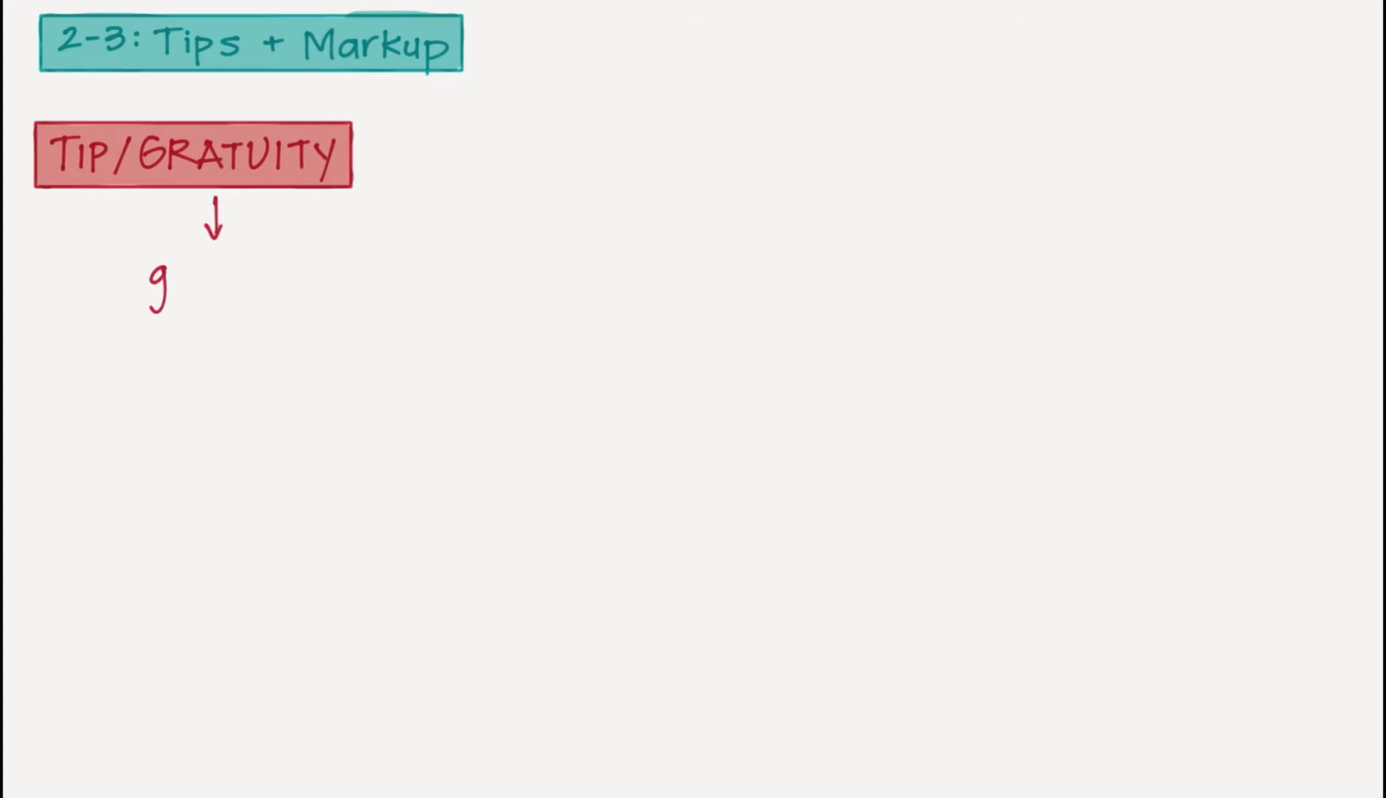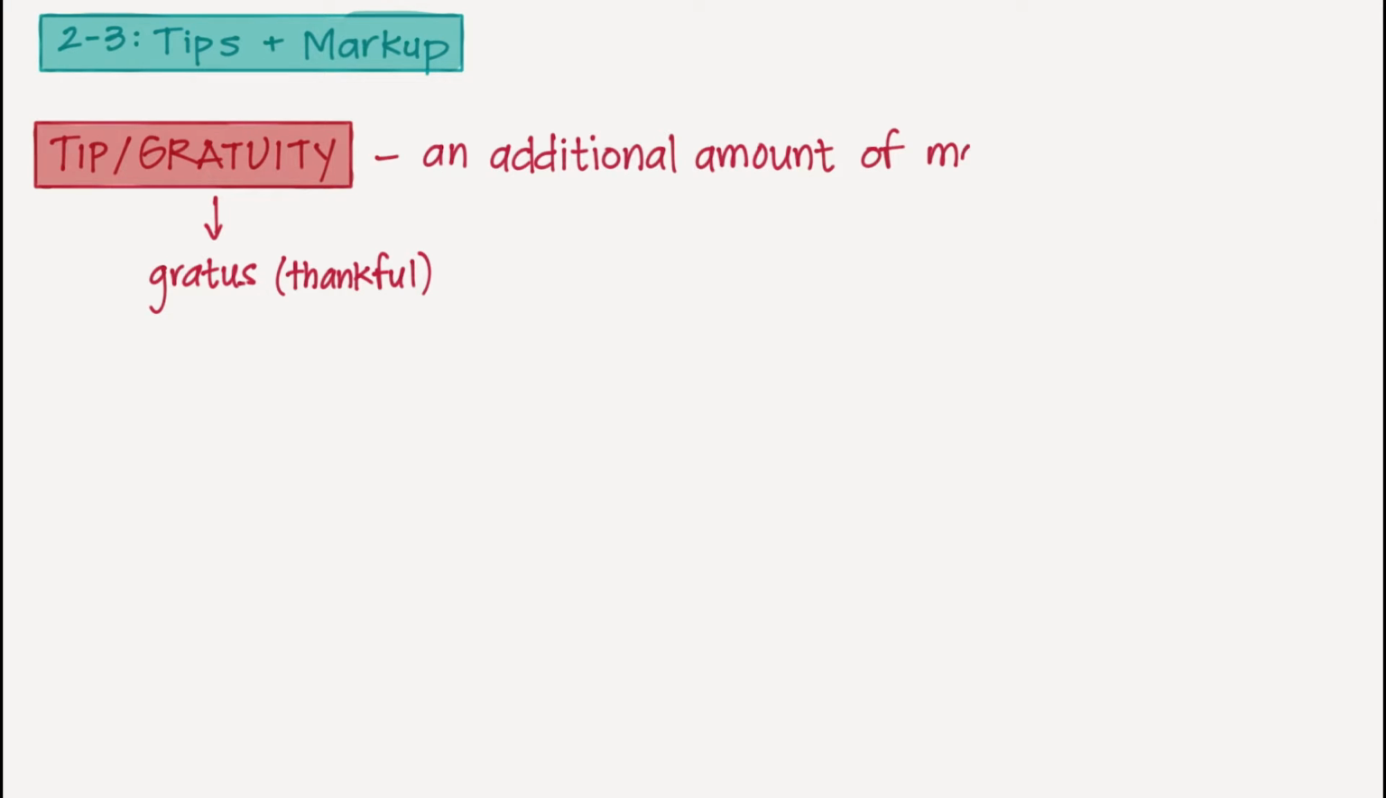So to begin, another word for tip is gratuity, which comes from the Latin word gratis, which just means thankful or pleasing. And so when you're talking about paying a tip or a gratuity, you're really just talking about an additional amount of money that is paid for a service. Okay? You've probably seen your parents pay a tip for certain things.